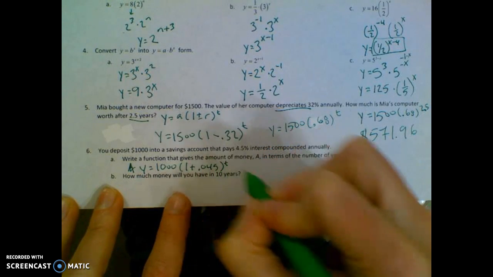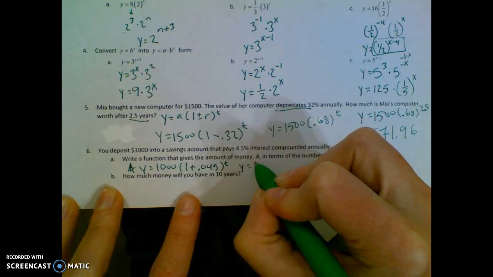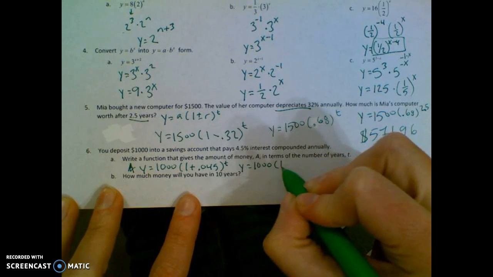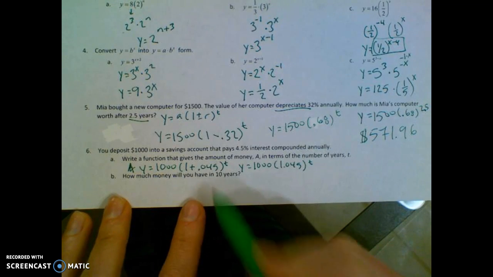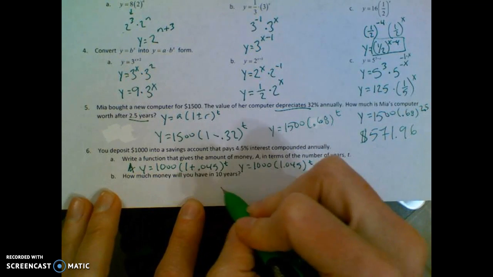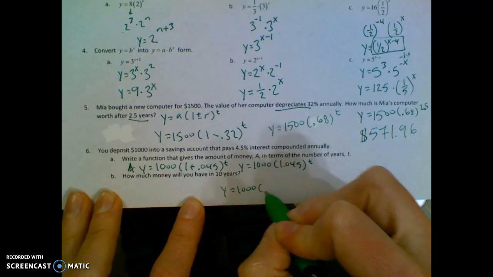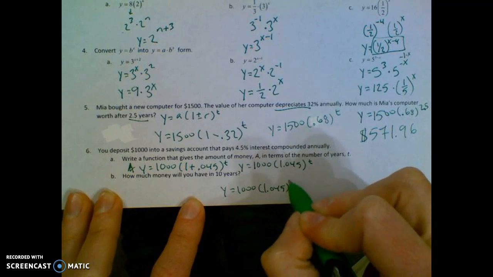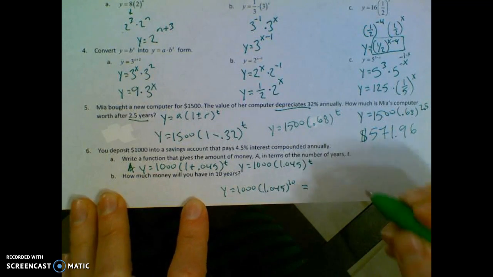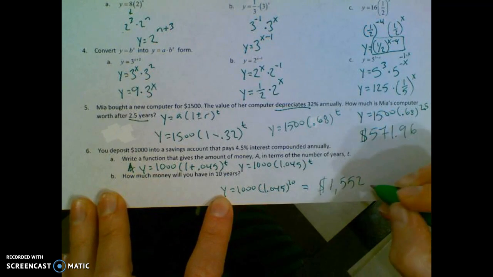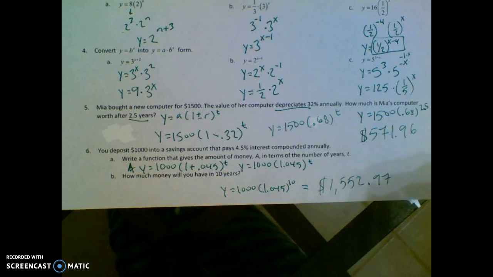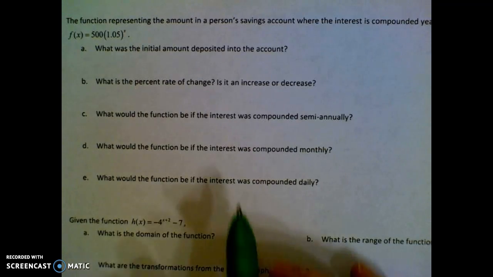0.045 to the t. So this guy is going to be y equals 1,000 times 1.045 to the t. And then how much money will you have in 10 years? I'm just going to plug in a 10 for that. So y equals 1,000 times 1.045 to the 10. Plug that right in your calculator and you're going to get 1552.97.